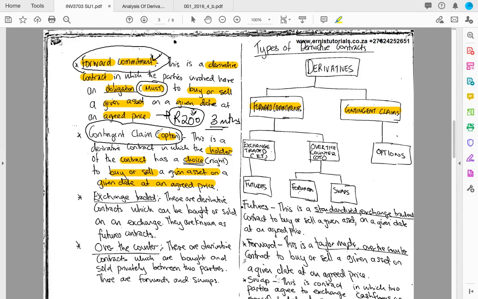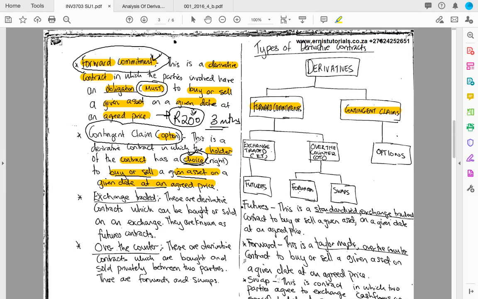With an option, you might want to buy shares in MTN 3 months from now, and you might agree to buy those shares at 200 Rand. But the difference between a forward commitment and a contingent claim is that with a contingent claim known as an option, you actually have a choice to buy or sell the given asset on a given date, meaning 3 months from now, you don't have to buy at the strike price. You have a choice, right?